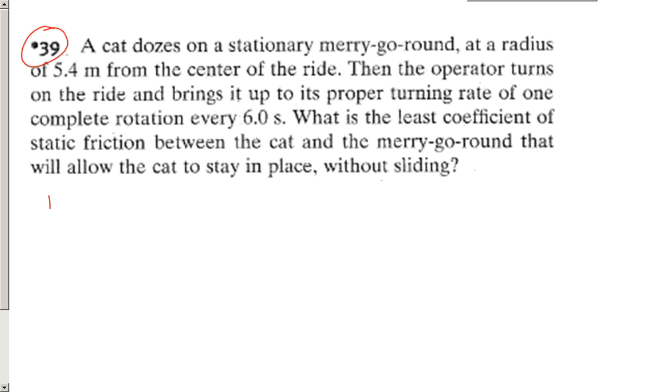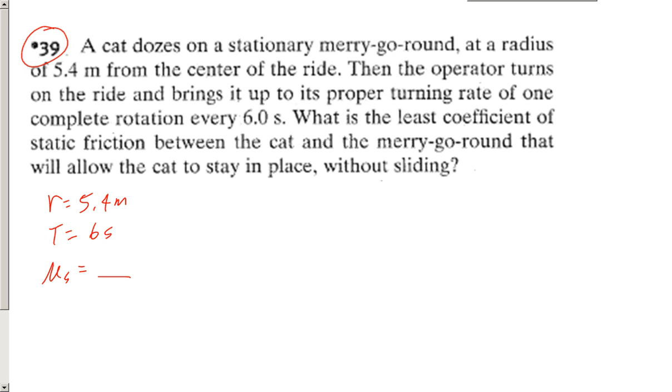Okay, so our given here is 5.4 meters. We've got a cat on a merry-go-round, and that's the radius of the merry-go-round. The period is equal to 6 seconds. And what we're looking for is the minimum static coefficient of friction to keep the cat from sliding off the merry-go-round. Not a lot of information there.